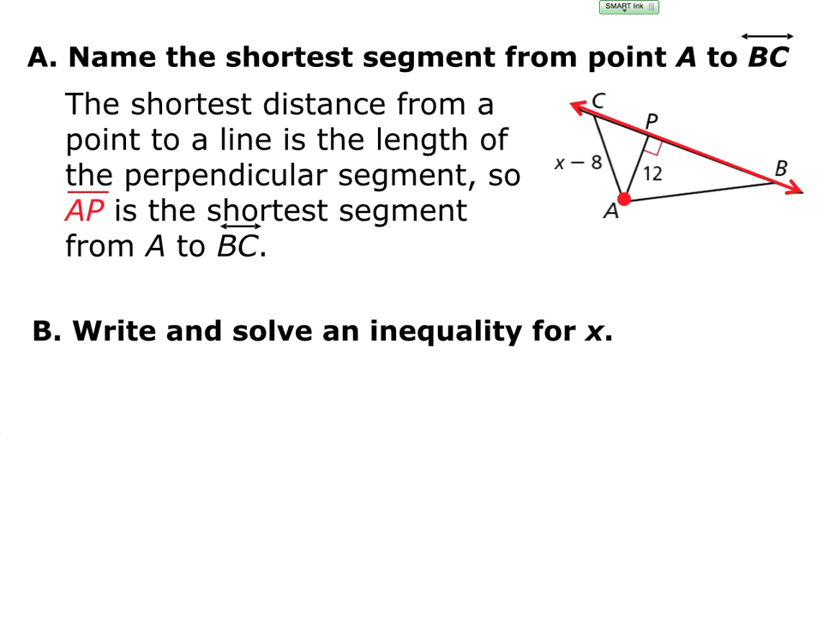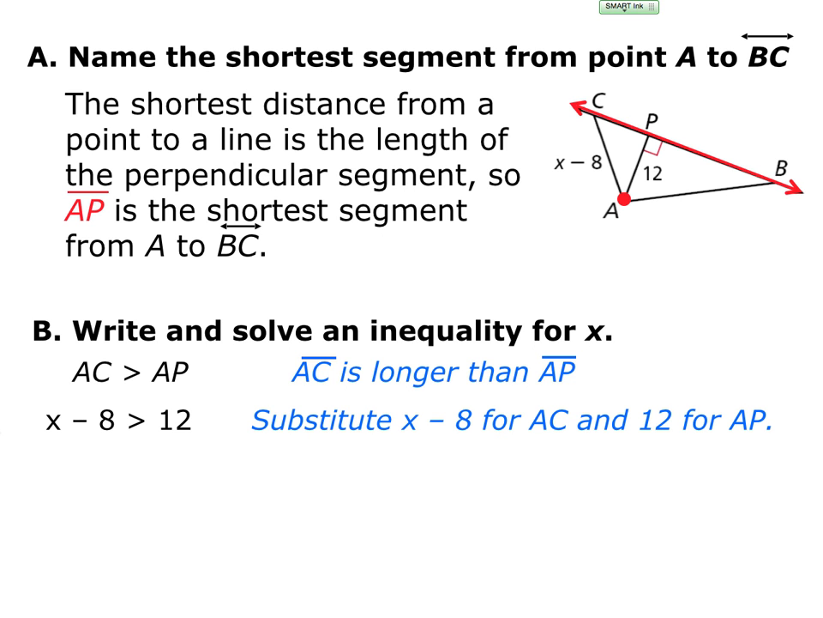Write and solve an inequality for x. What's an inequality? Okay, not equal, so greater thans or less thans, correct. Okay, so involving x. So x is here, x minus 8. X minus 8, the only thing to compare it to would be 12. Is x minus 8 bigger or smaller than 12? Bigger. Bigger because the 12 is the shortest distance. So you could either go x minus 8 is greater than 12 or 12 is less than x minus 8. Either one of those is an inequality. So I did x minus 8 is greater than 12.